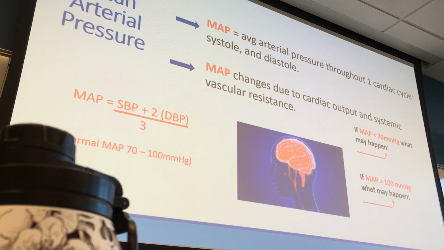Essentially, it's the average arterial pressure throughout one cardiac cycle, so that includes systole and diastole. What you're looking at is the MAP. It changes due to cardiac output and vascular resistance. So really, it's all about the output and the resistance. So let's just say you have a MAP that's less than 70.